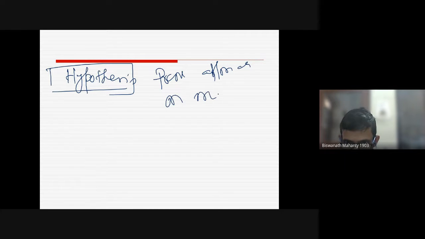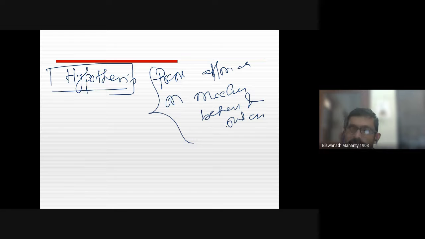I can move. Hypothesis is actually your assertion, your assumption, presumption that okay, if I do this, then that will happen. That means I'm taking a presumptive approach on mechanistic behavior or outcome. That means I am presuming something.